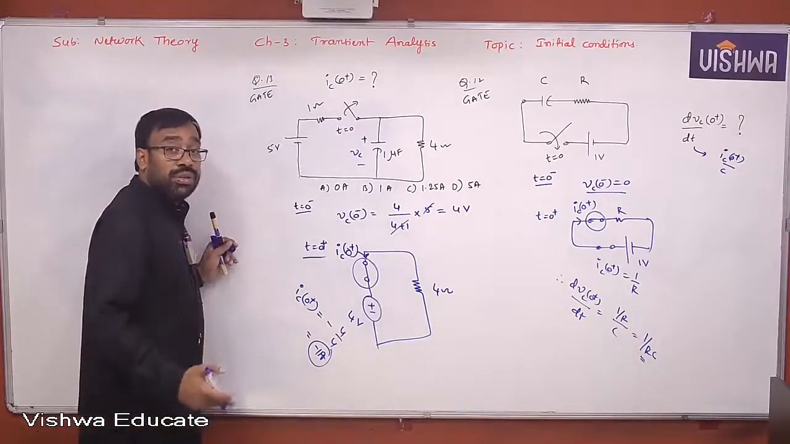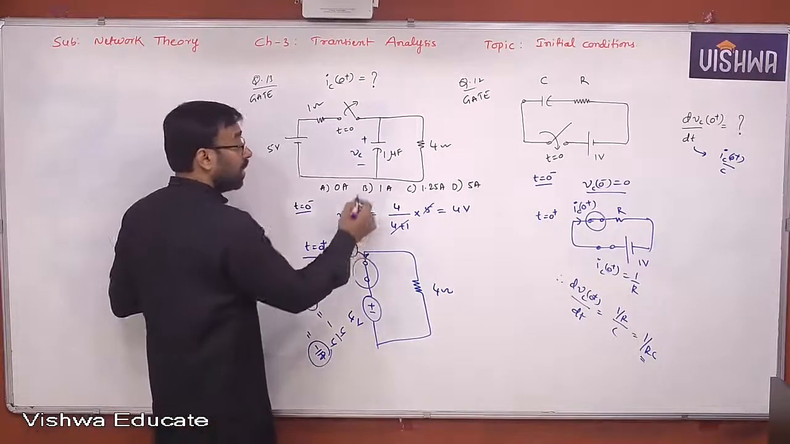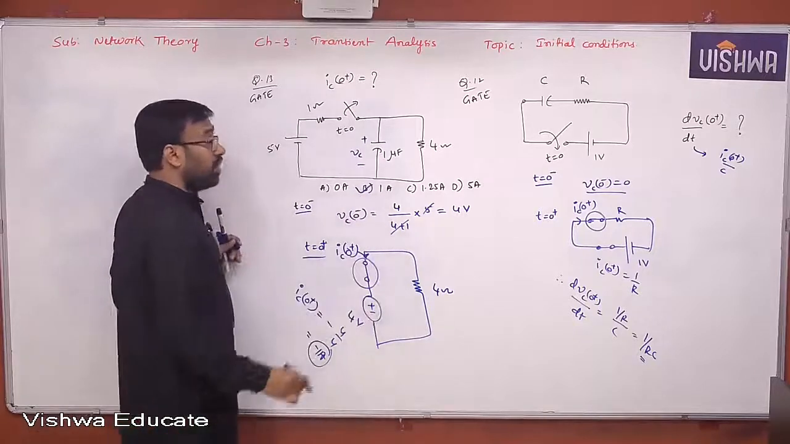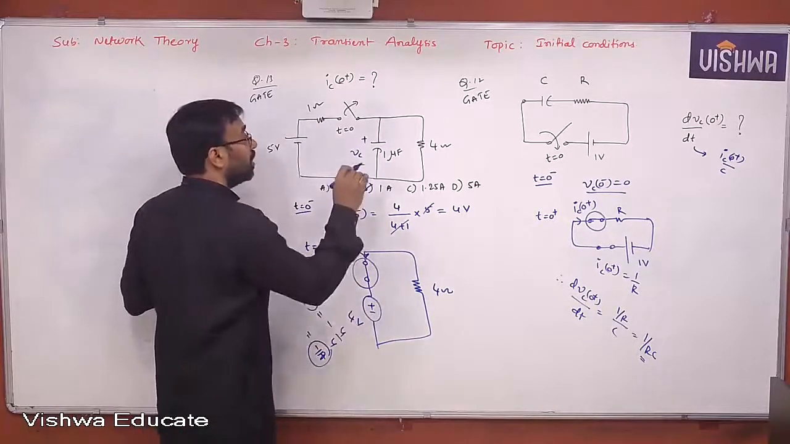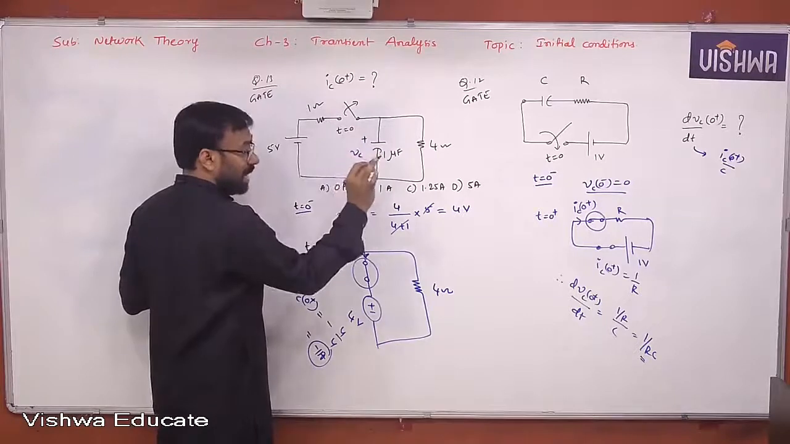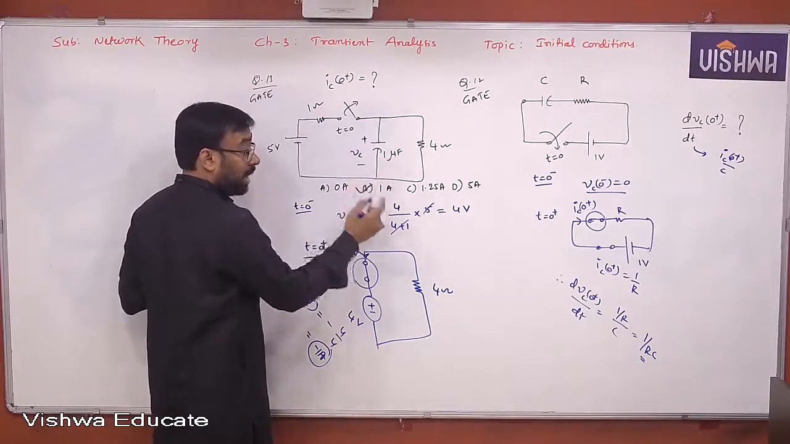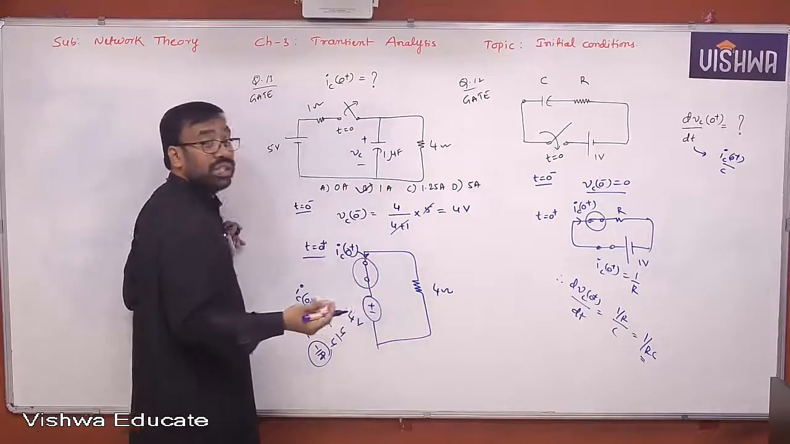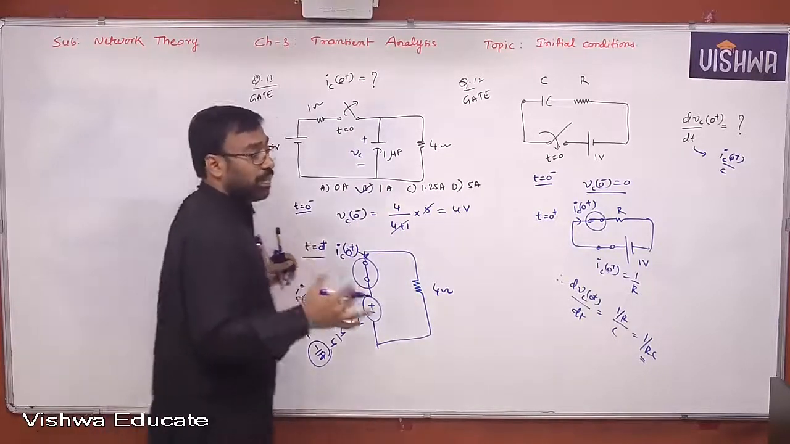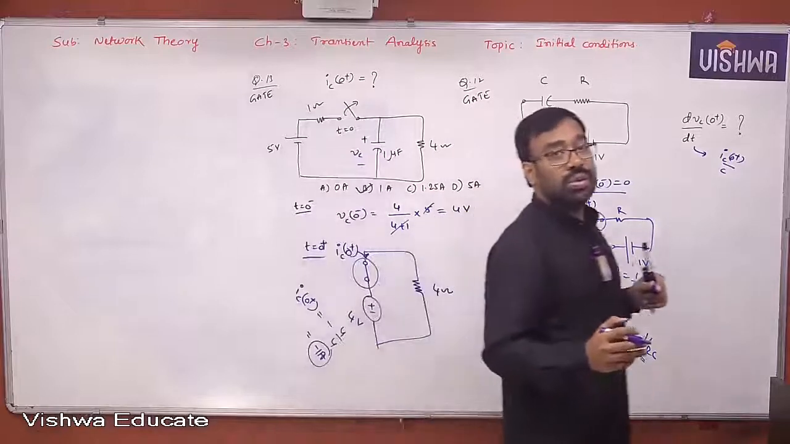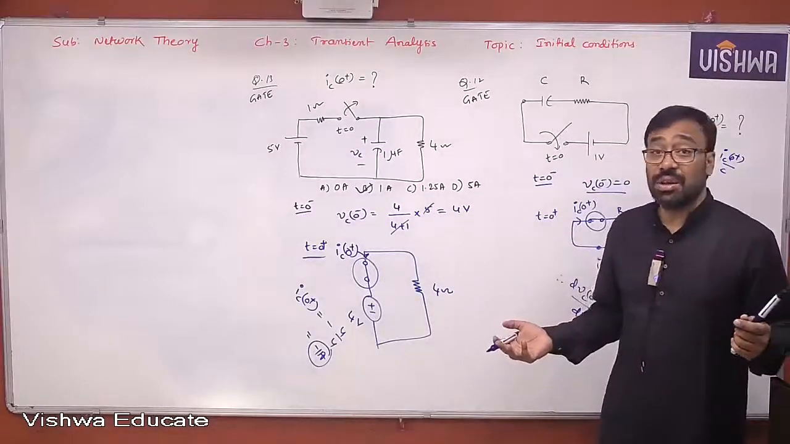Then how do you really choose the answer? 1 ampere only. Why? Because he did not mention the direction of the current. He is just asking, at t equal to 0 plus, what is the current flowing through the capacitor. But in which direction he wants, he did not mention. When the direction is not mentioned, you can consider only the magnitude. Understand all of you?